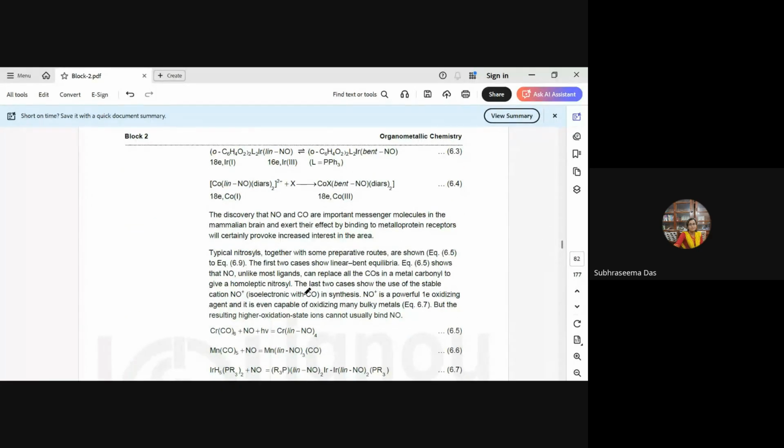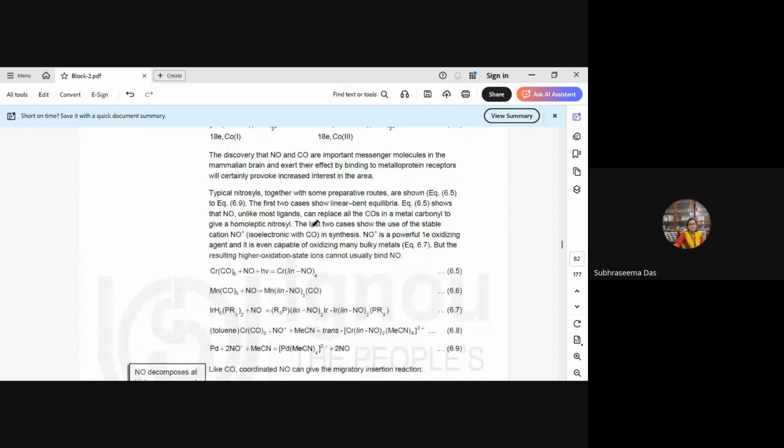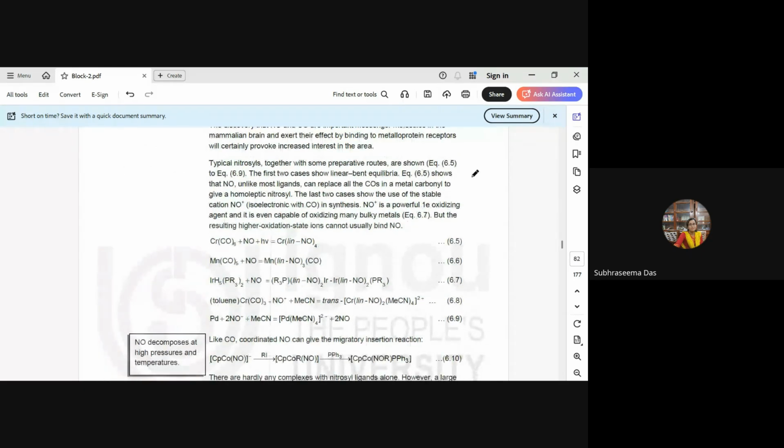The discovery that NO and CO are important messenger molecules in the mammalian brain, and that they bind to metalloprotein receptors, has led to growing interest in NO, particularly NO ligands. Typical nitrosyls, together with some of their preparation routes, are shown here.